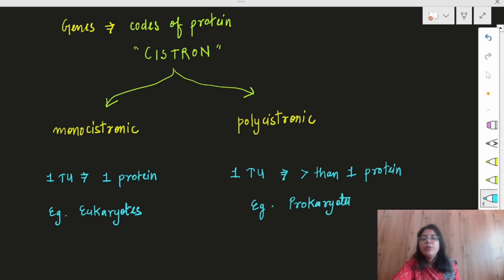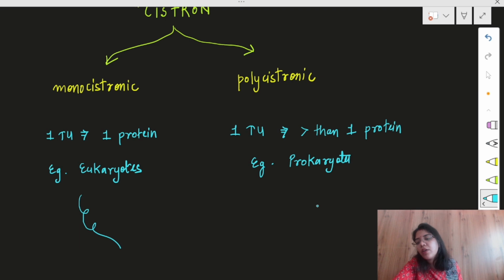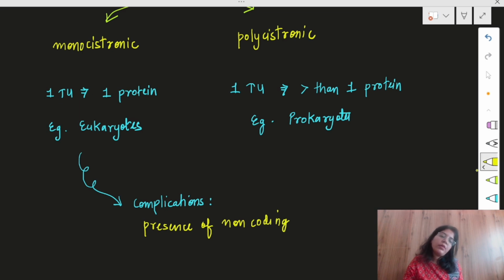This polycistronic condition is good. It does not have any problem, but the monocistronic condition has some complications. What are the complications here? The complications present here are the presence of non-coding sequences in between.